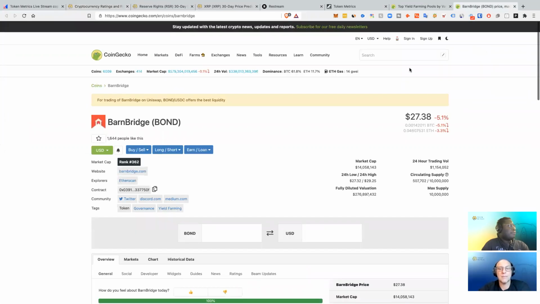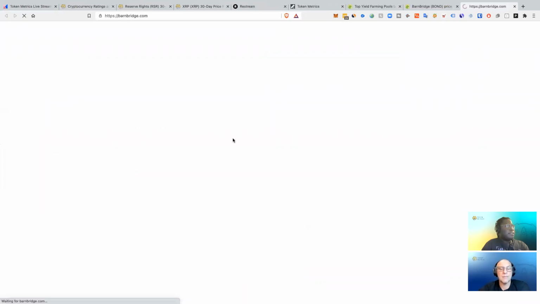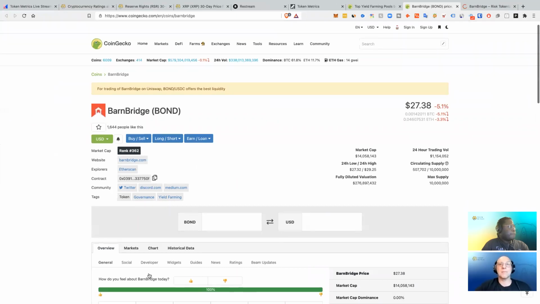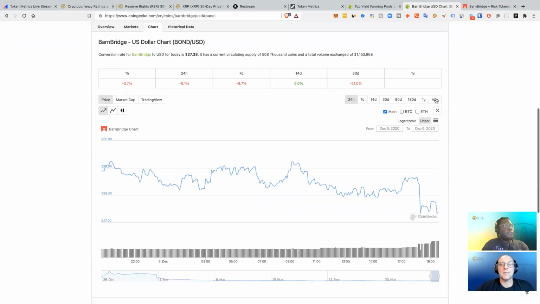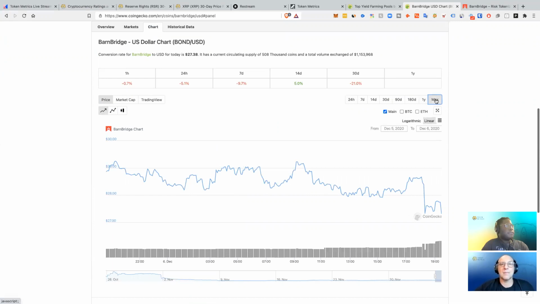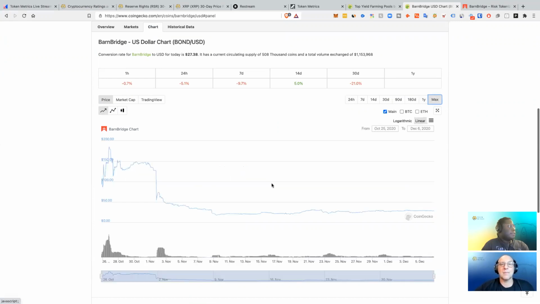But let's take a look at this Barn Bridge, because this one is brand new to me. Let me see when they launched. So if we go to the chart, okay, yeah, this launched in October, so around Halloween.